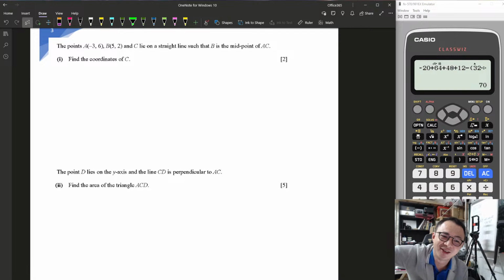Okay, Jeremy got the coordinate C already. Not bad. Then come, you need to find the coordinate D so that you can find the area. They say D lies on the y-axis and the line CD is perpendicular to AC. You should be able to get a coordinate D, and then find the area.